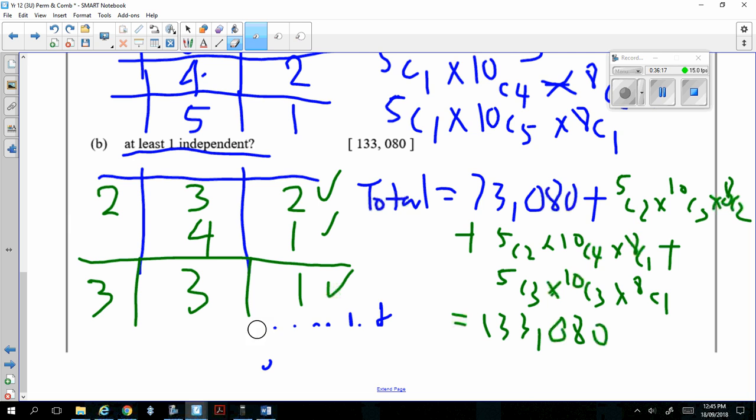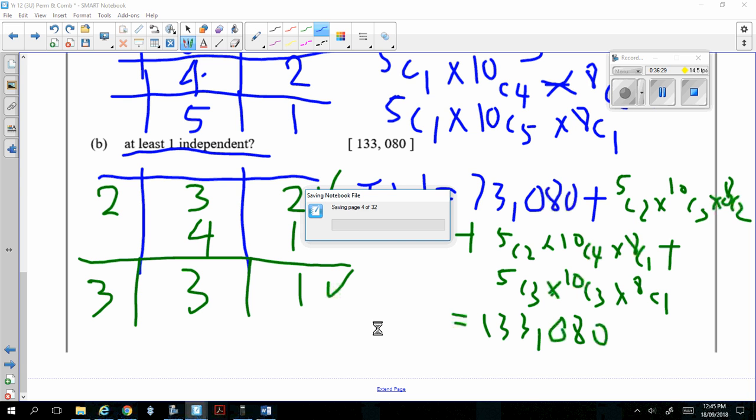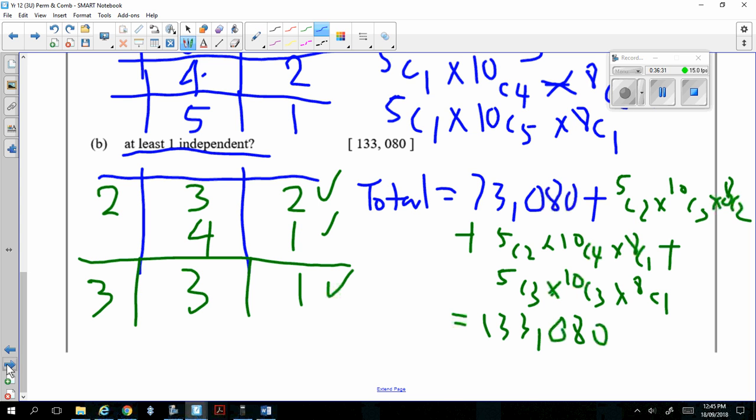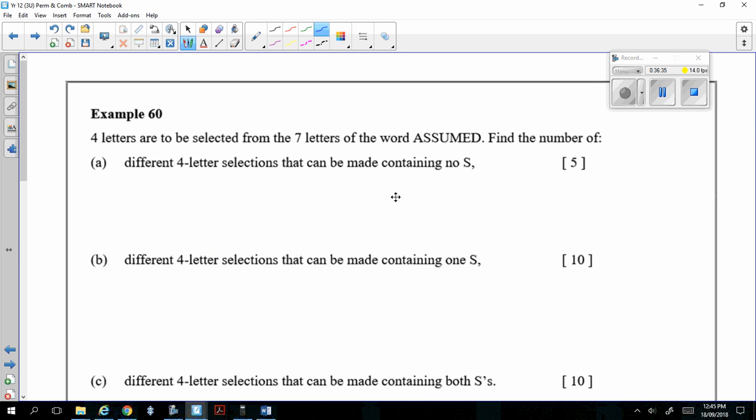One more page, then we're done. This is the last one. Okay. How many 4 letters are chosen from the word ASSUMED? Find the number of different 4-letter selections that can be made containing no S. So when they say selections, you only select A, U, M, E, D. 5C4, no problem. 5C4 is 5.